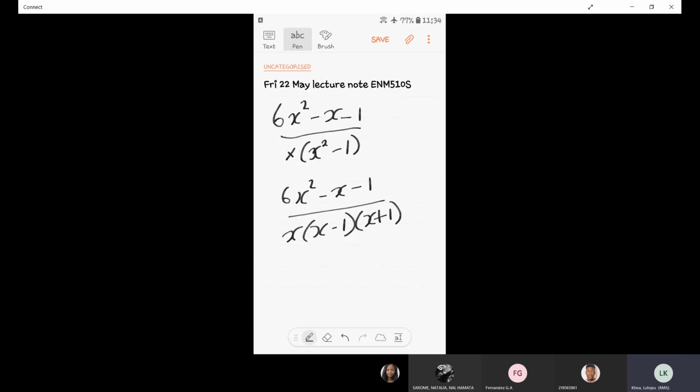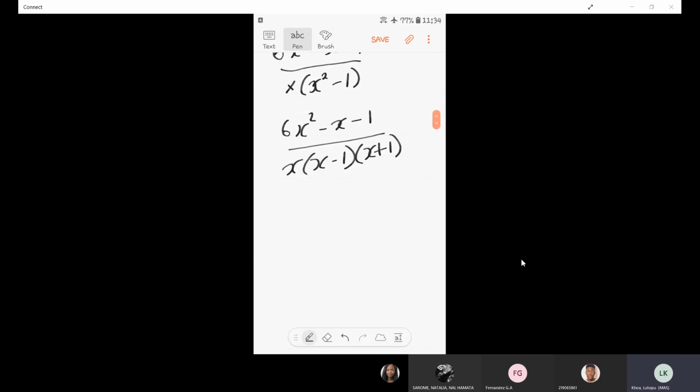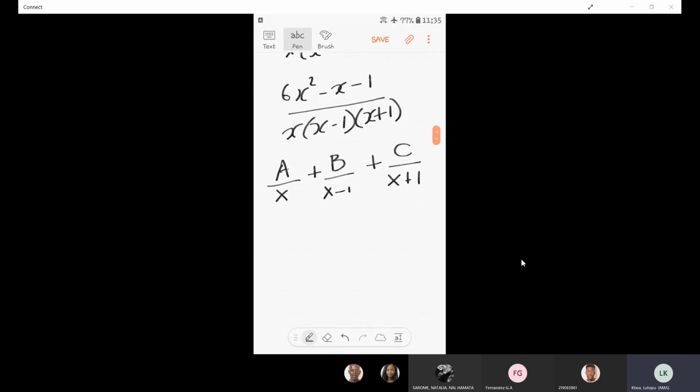So when none of your factors are repeated, what you will do is you rewrite this. Say when I decompose it, I will have a over the first factor, b over the second factor, and then c over the third factor. Okay, and then when you have a fraction like this, a over x plus b over x minus 1 plus c over x plus 1, when you combine them, you look for the lowest common multiple, and then that is your denominator, and then you'll multiply the numerator.